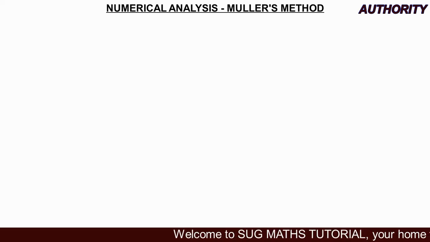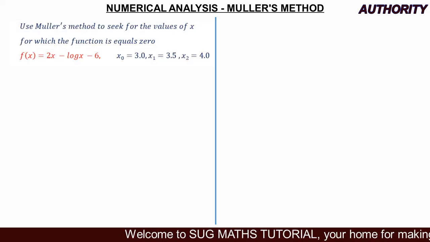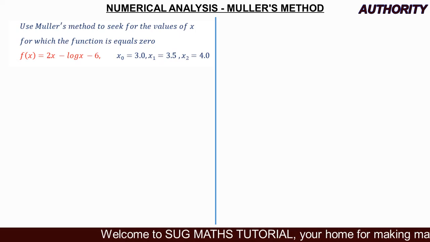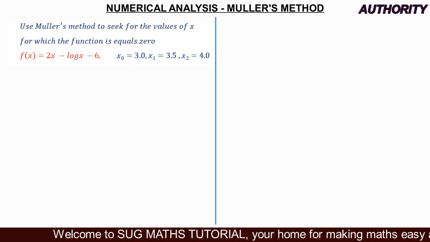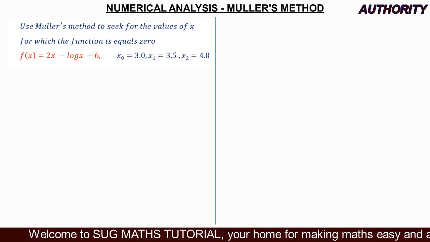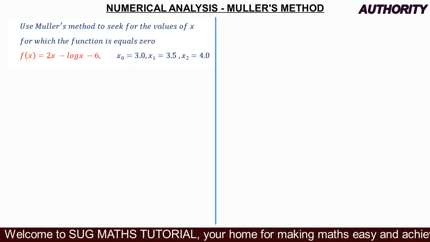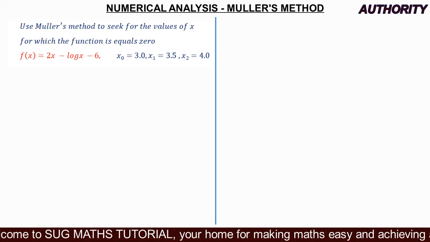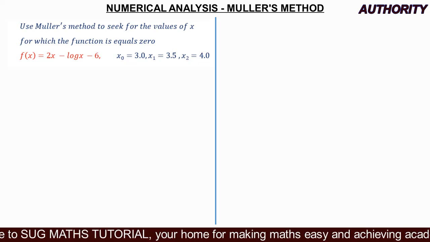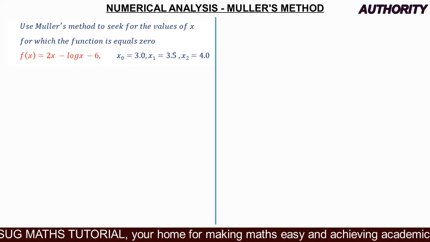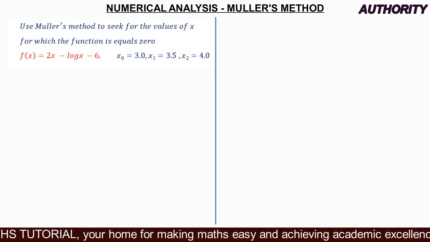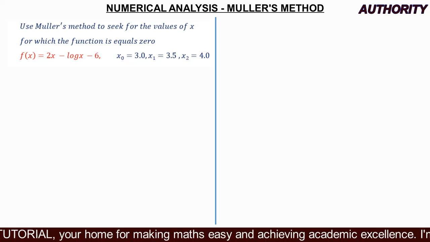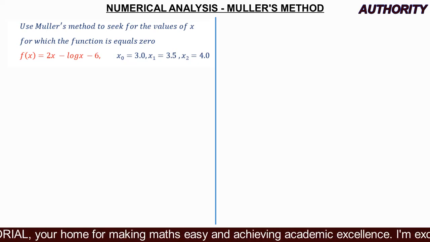Okay, now let's take a look at this question. Use Muller's method to seek for the values of x for which the function equals 0. F of x is equal to 2x minus log x minus 6, where x0 is equal to 3, x1 is 3.5, and x2 is 4.